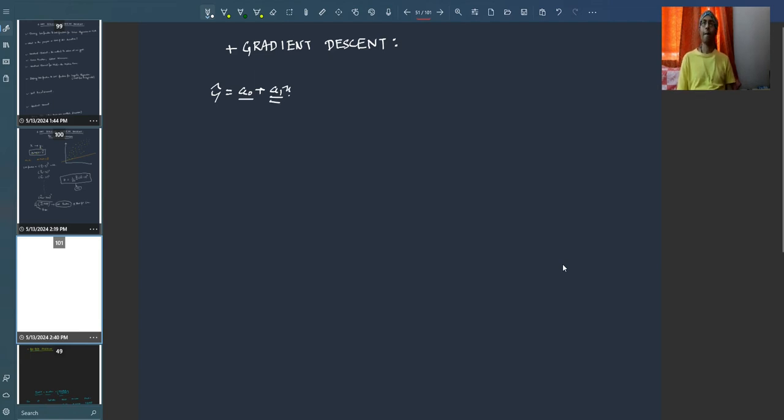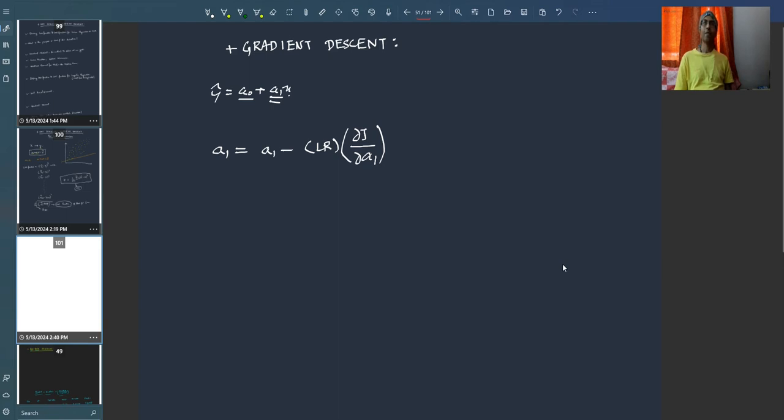Now how do we do that? We will consider only a1 for simplicity's sake. So how will we change it? Let's see. We will change it like this: a1 is equal to a1 minus a factor called the learning rate multiplied by the partial derivative of the cost function with respect to a1. This is how we are going to change a1, or for that matter any of the weights.